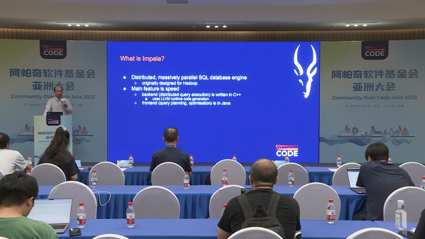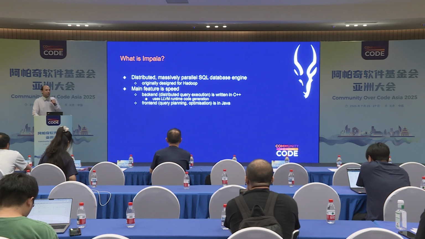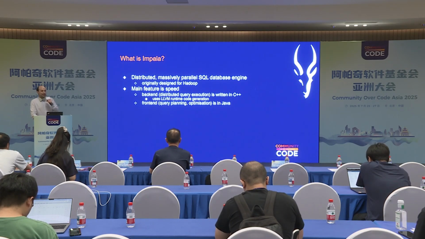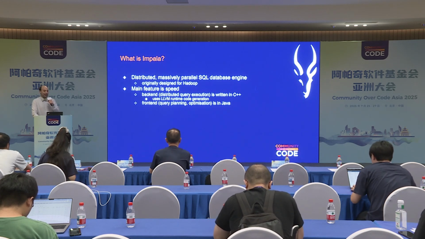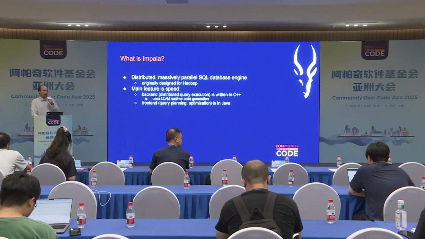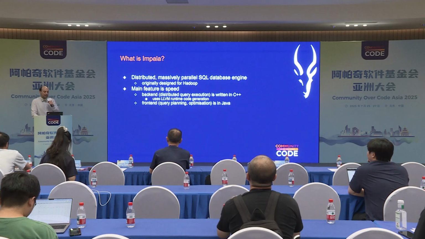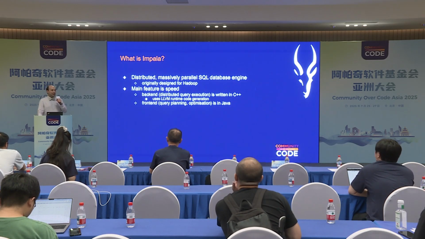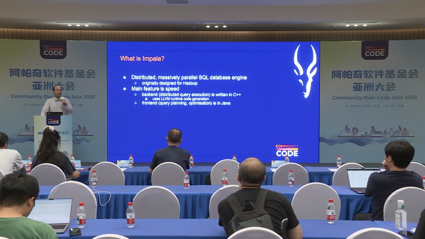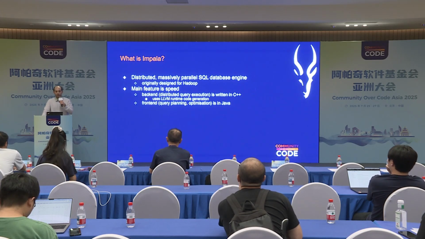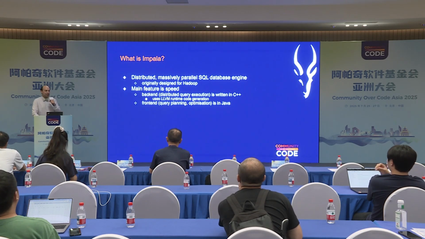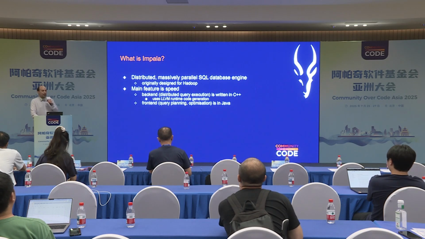So first, let's see, what is Apache Impala? It is a distributed, massively parallel SQL database engine that was designed for speed from the beginning. Because of this, most of it's written in C++. This part we call the backend, and it's responsible for distributed query execution. We also use LLVM to make it even faster. But it's also got another part, which we call the front end, and that's written in Java, and that is responsible for query planning, optimization, and distributing tasks to the backend executors.